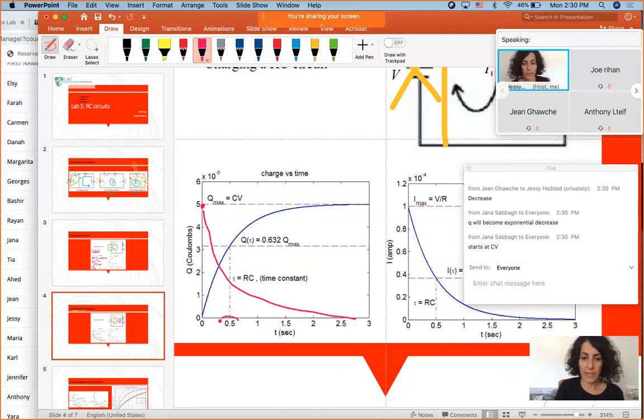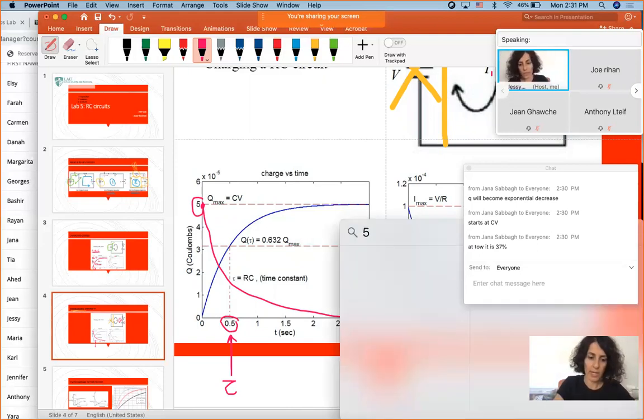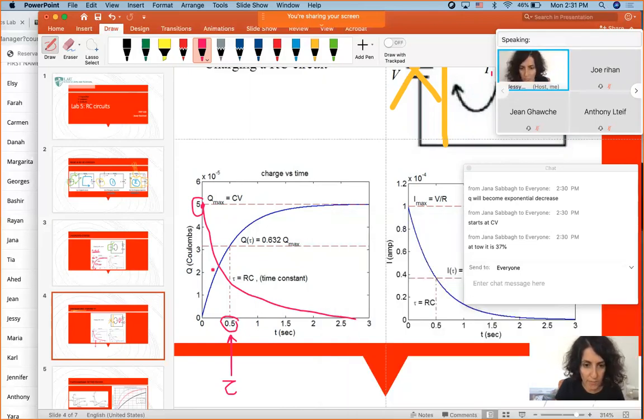Can you tell me a little bit about tau? For the discharge, what does it mean? It's the time needed to do what during the discharge? Exactly, to reach 37%. What's 37% of 5? Let me try my calculator: 5 times 0.37 is 1.85. So if I reach this one, this is 1.85, somewhere here. When I have 1.85, I will reach tau.